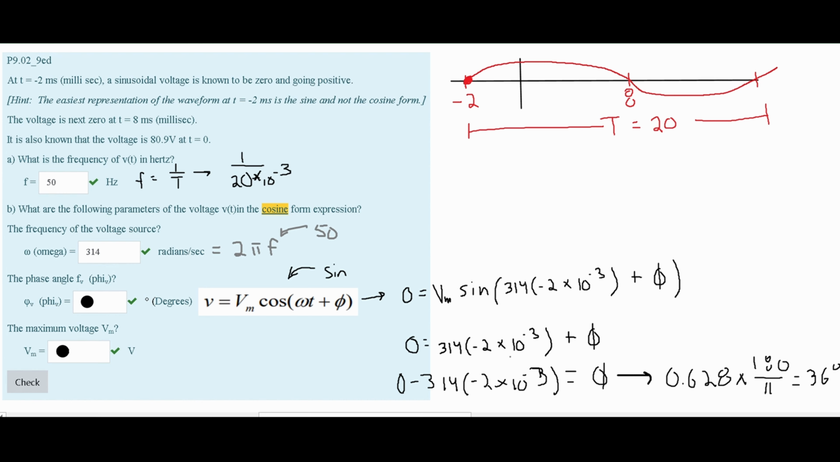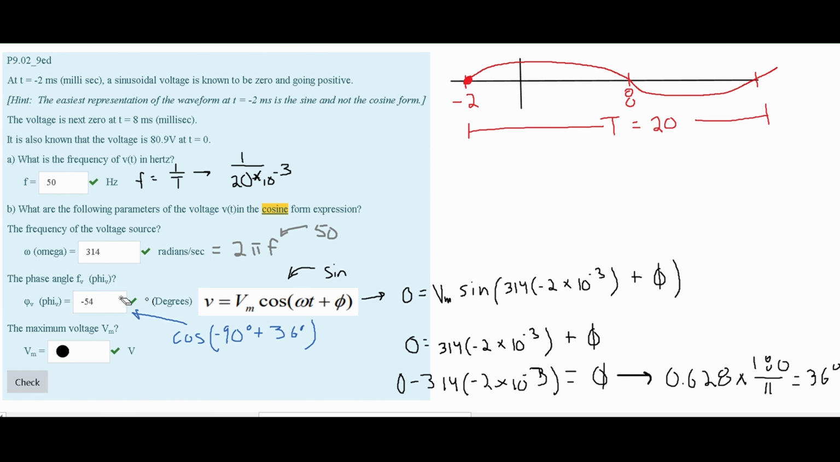Now, remember that this is solved for sine, and we want it in our cosine expression. We know that cosine lags behind sine by 90 degrees. So when we plug this back in for the cosine, we have negative 90 degrees plus our sine angle, which is 36 degrees. This gives us an angle of negative 54 degrees. So that is the answer for our phase angle.